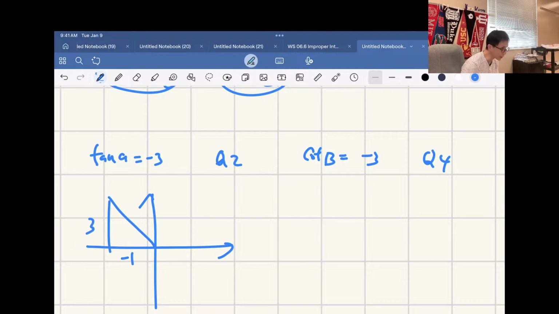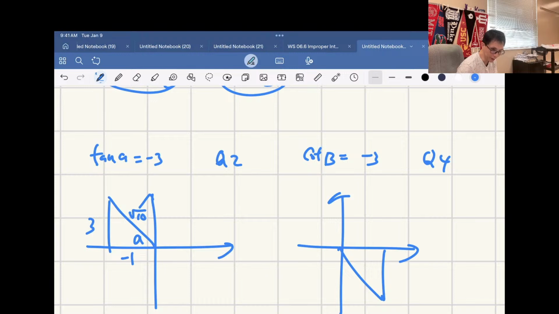So tangent of A, second quadrant, and this is going to be 3, -1. Does that make sense? It has to be -1, and this is A, and this is square root 10, I believe. And this is the fourth quadrant here. So this is the 3, and this is -1. Yeah, x over y. So that's B, and the square root 10 as well. Is that okay?